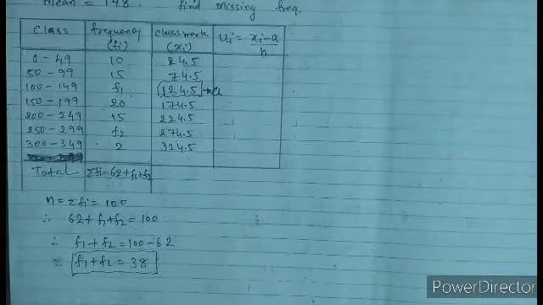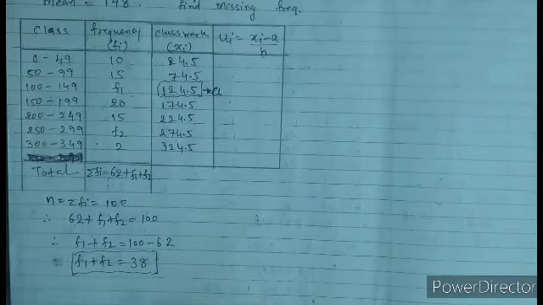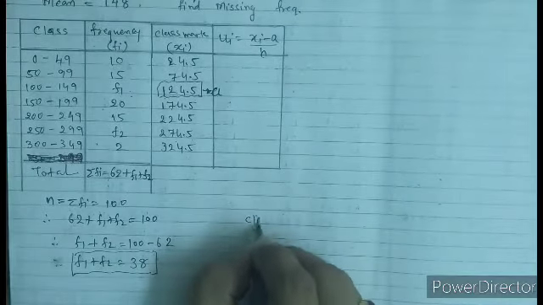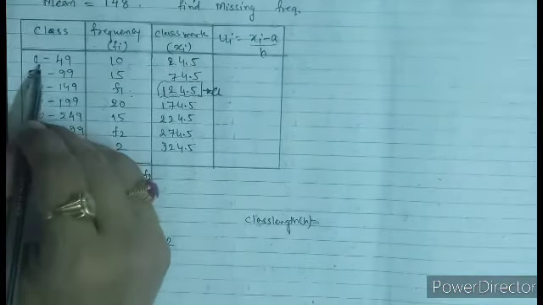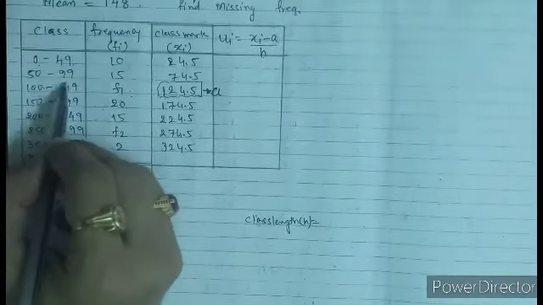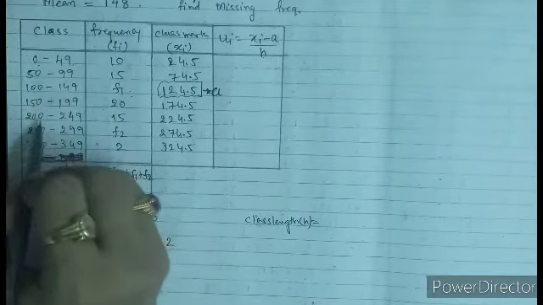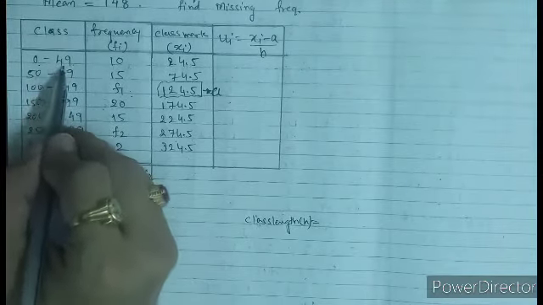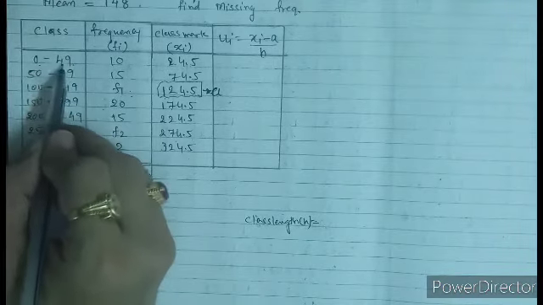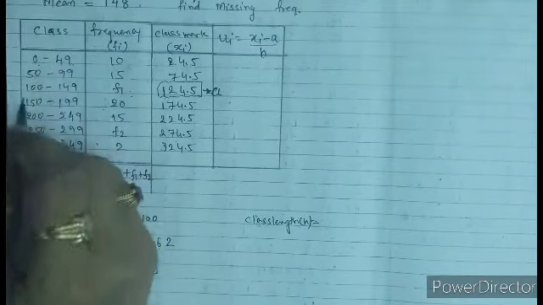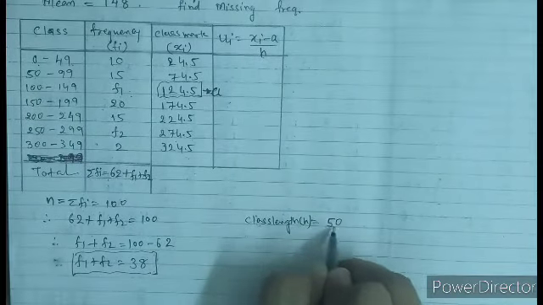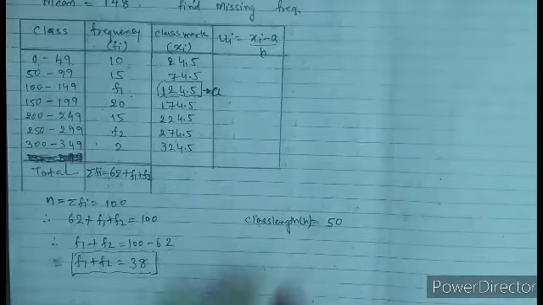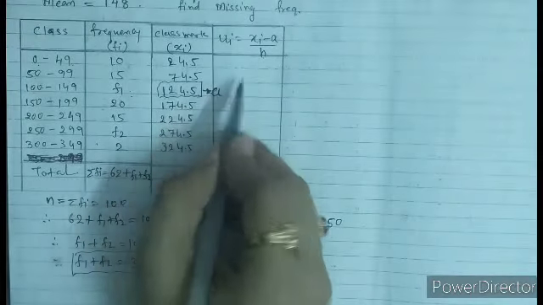Now next we have to get Ui. We know Ui equals Xi minus A upon H. First of all we have to get H. H is class length. Here the class is 0 to 49 and then 50 to 99. Again this is not continuous, so upper limit minus lower limit plus 1. Upper limit is 49, minus lower limit 0. 49 minus 0 is 49, plus 1 will be 50. So here class length is 50. H equals 50.